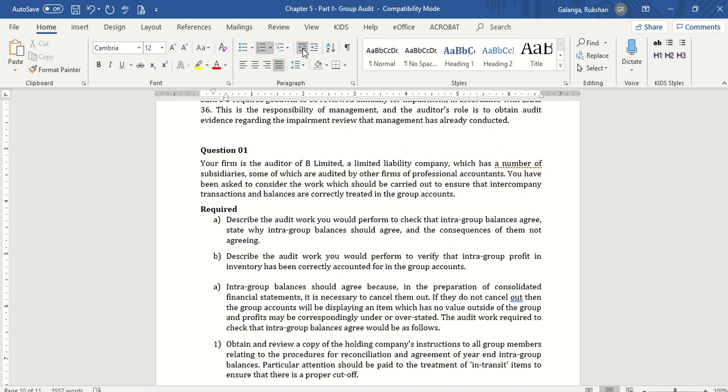But here you can see this is the answer for part A, right? Part A asks, describe the audit work you would perform to check the intergroup balances. Intragroup balances should agree because in the preparation of consolidated financial statements it is necessary to cancel them out. I said earlier, if there is a 100,000 receivable and a 100,000 payable, you need to cancel it off, it must be zero, right? That's what this part is also saying. If they do not cancel out, then the group accounts will be displaying an item which has no value outside the group, and profit may be correspondingly under or overstated.